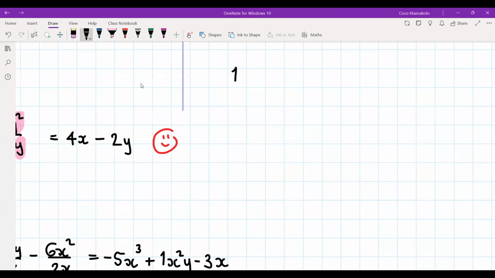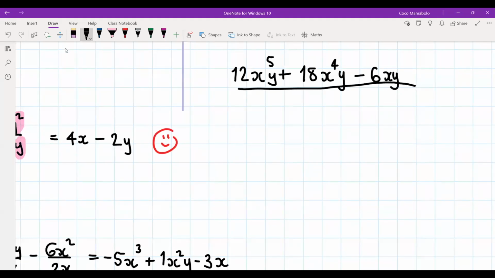I'm going to say 12x to the power of 5 y squared plus 18x to the power of 4 y minus 6xy, divided by 6xy. Let me add a y squared here, just to be nice. If any of you want to try this one along with me, please put your hand up. Let's do it together.